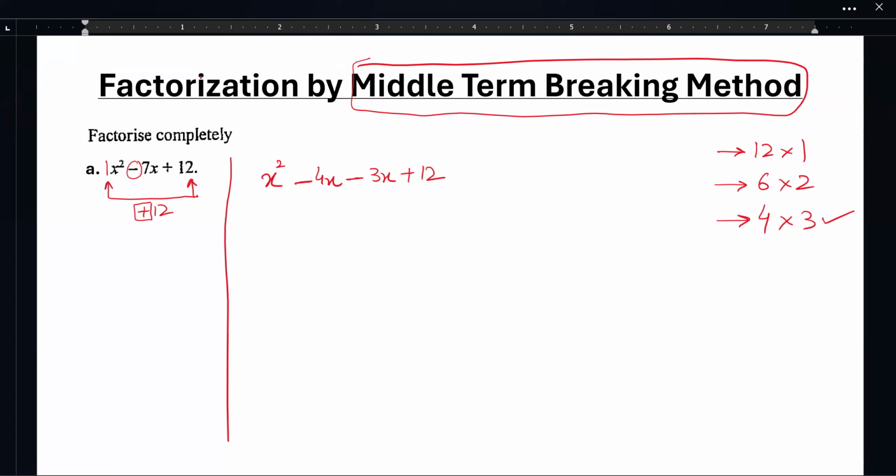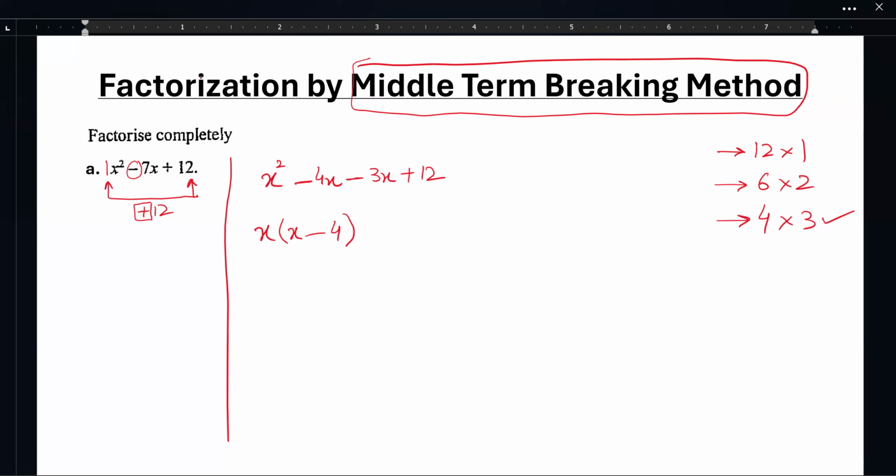We found 4 terms and we will take common pair by pair. So I'll take the common from the first two terms. It's going to be x. Now what is left inside the bracket? And it is x minus 4.